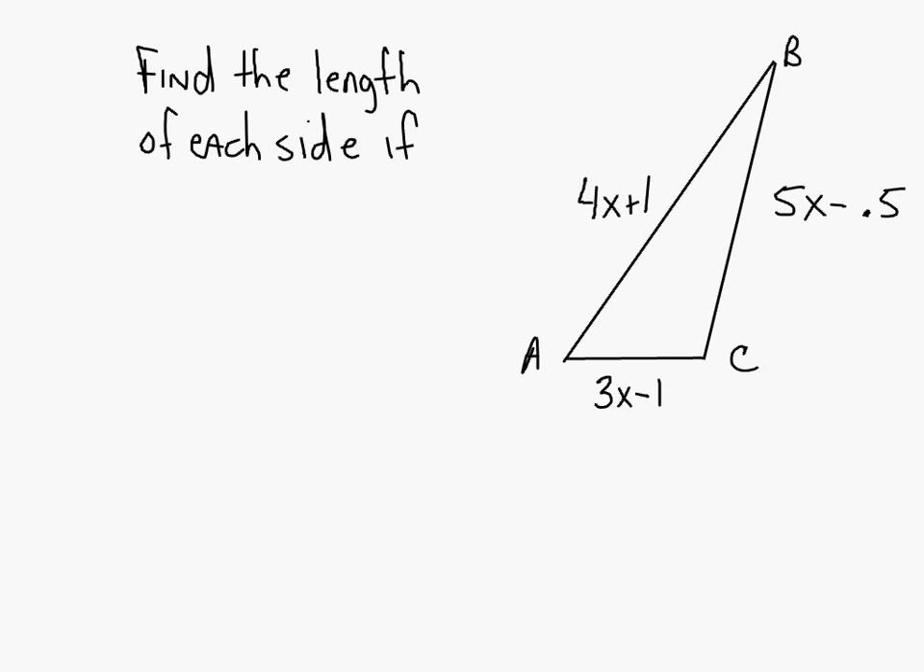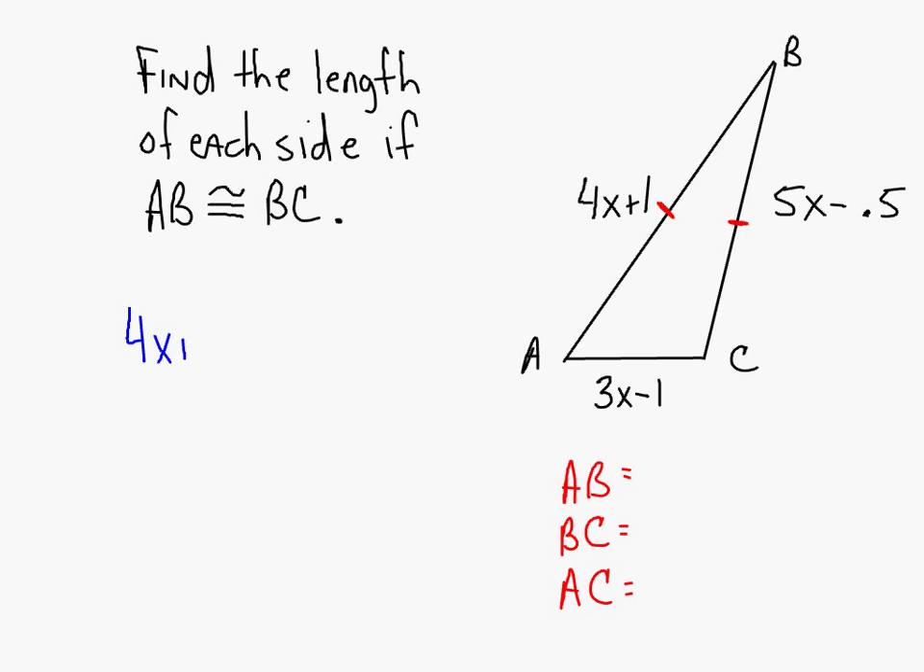Find the length of each side if AB is congruent to BC. So you're going to have to find the distance from A to B, from B to C, and then from A to C. If A to B is congruent to B to C, how could you set up an equation? Pierce? 4x plus 1 equals 5x minus 0.5. Very good. Because if you solve for x, you can plug it in and find the side lengths, can't you?